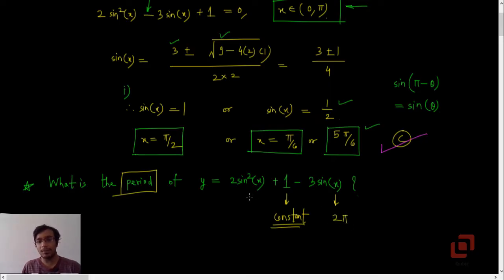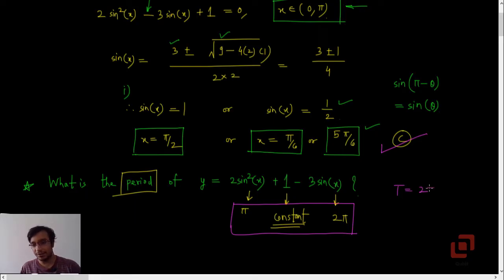And what is the fundamental period of sine squared x? It is pi. So you have to now consider the largest among all, and that is 2 pi. So the fundamental period of this function is 2 pi. You shouldn't consider the smallest, you should consider the largest among all periods. Okay, so the period is 2 pi.